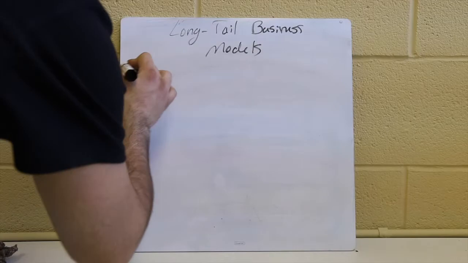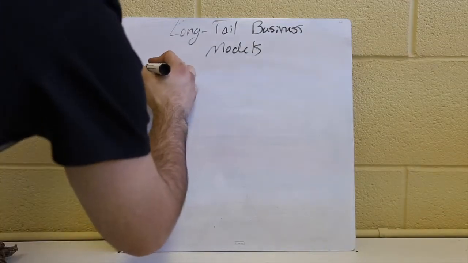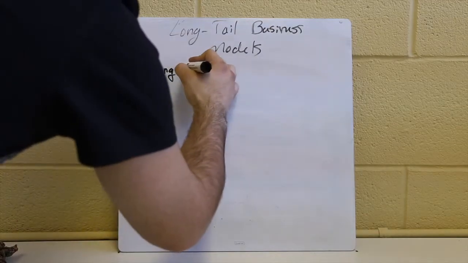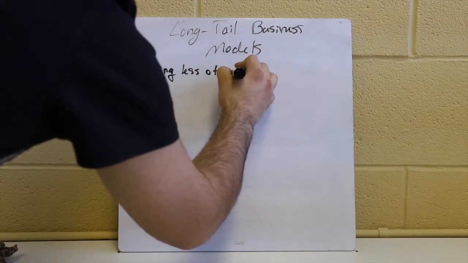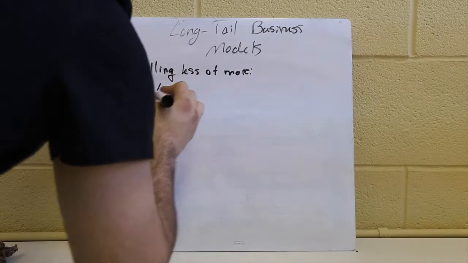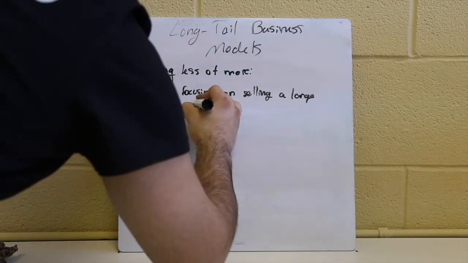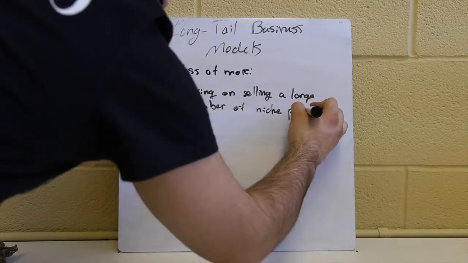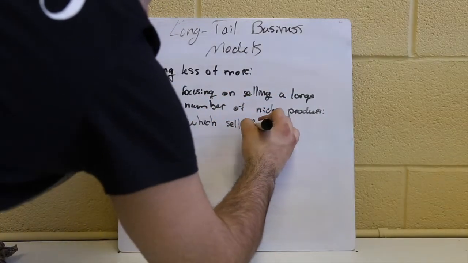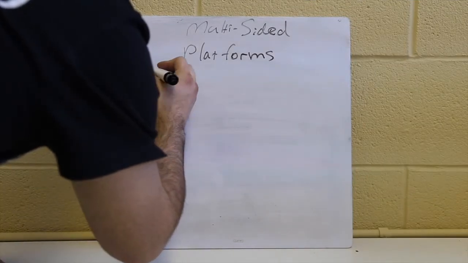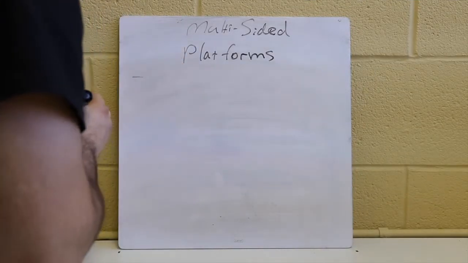The second pattern that is seen in the Business Model Generation book that we studied in class is the long tail model. The long tail model definition that we get from the book is a model that is about selling less of more. What that basically means is focusing on offering a large number of niche products, each of which sells relatively little.